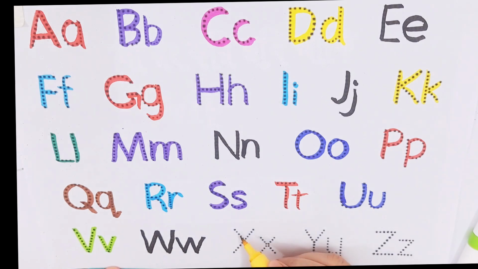Yellow color. X. X for xylophone. X for X-ray. Dark blue color. Y. Y for yak. Y for yum. Light green color. Z. Z for zebra. Z for zoo.